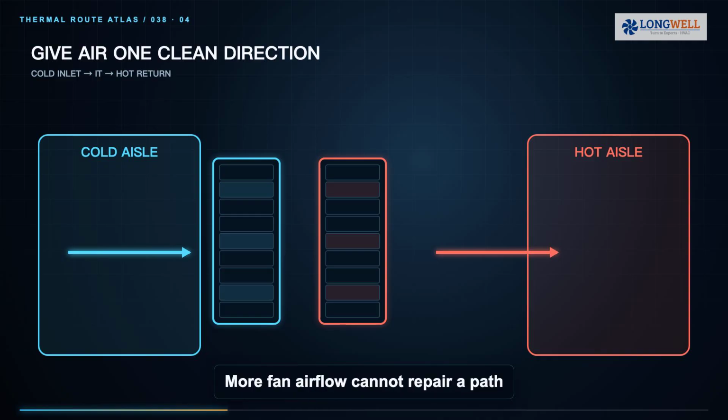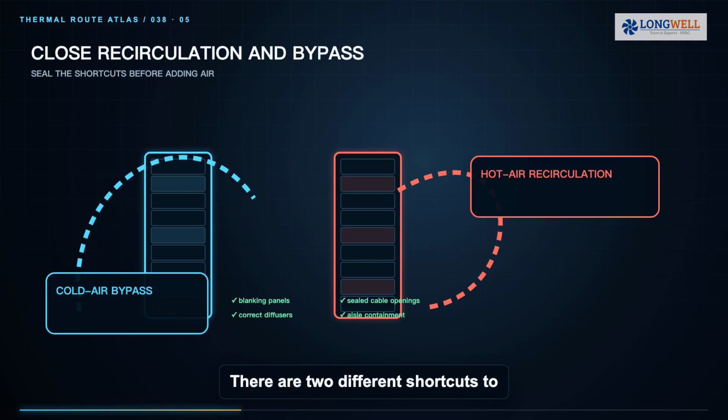More fan airflow cannot repair a path that sends supply air around the servers or lets hot exhaust turn back into the next inlet. There are two different shortcuts to close. Recirculation is hot exhaust returning to equipment inlets. It raises local inlet temperature. Bypass is cold supply returning to the cooling unit without removing IT heat. It wastes delivered airflow. Seal unused rack spaces and cable openings, match diffusers to rack demand, and verify containment leakage. Fix the route before increasing speed, because extra airflow can strengthen the wrong shortcut.